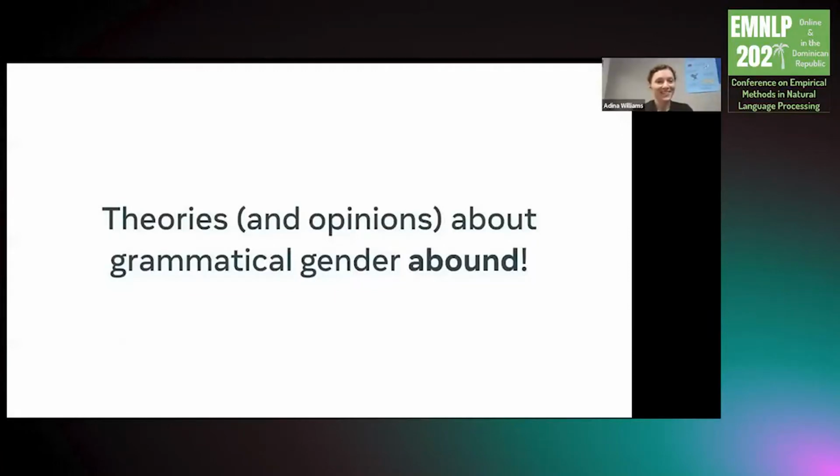As you probably know, whenever linguistics is at play, there are many theories about whatever phenomenon it might be, and also a bunch of opinions, which may or may not be good. So gender is no exception. Theories and opinions about it abound, and they've gone back for a while historically as well.